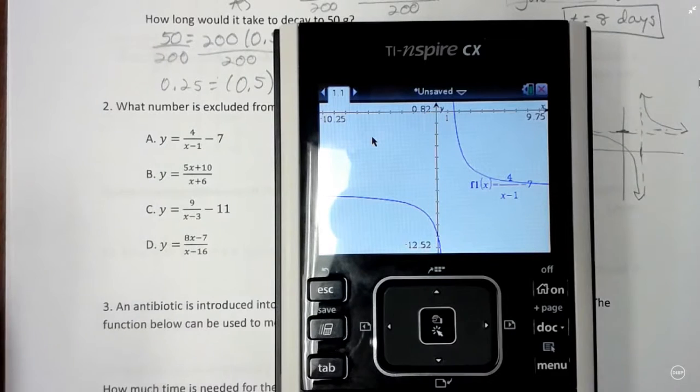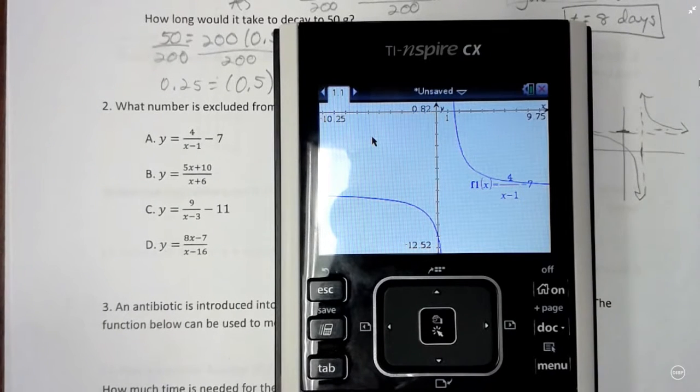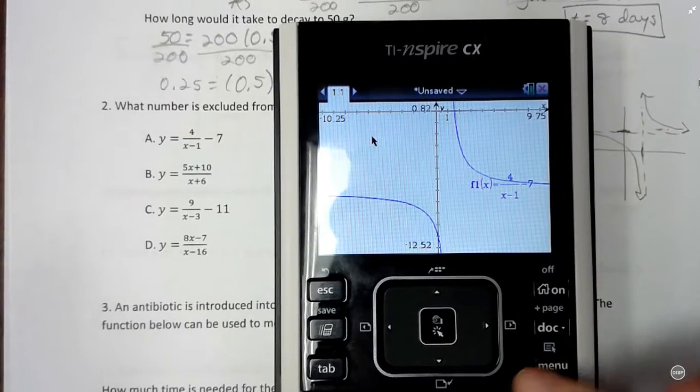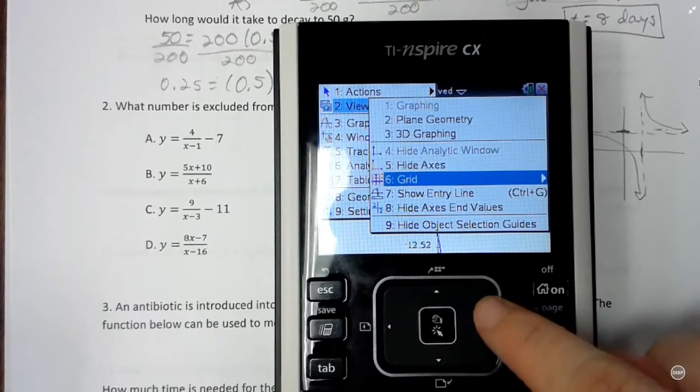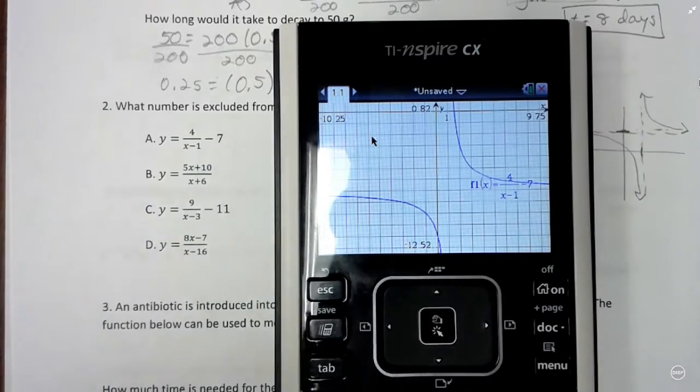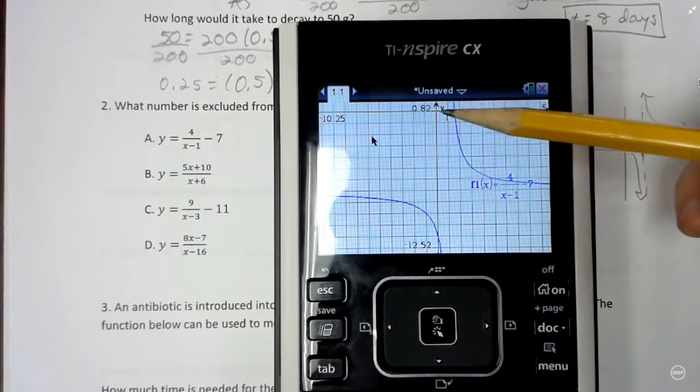Okay, now if you still have your Chromebook and you want to use Desmos, that's better because I just feel like it's easier to see, but a lot of you didn't pay your insurance, so you're going to have to use an Inspire. So I would recommend going to Menu and then View and then Grid and put a line grid on there for yourself so you can see a lot easier where the asymptotes are.